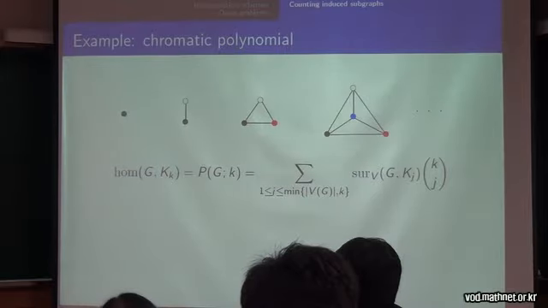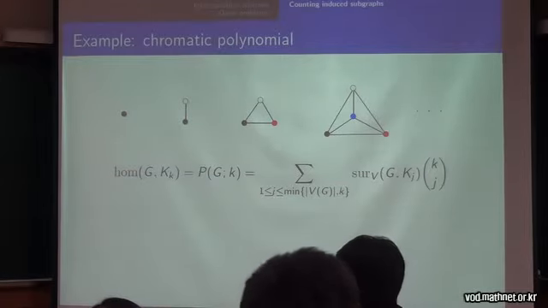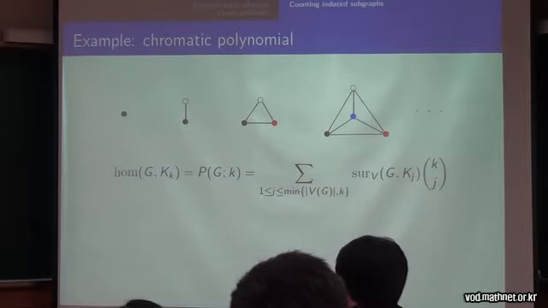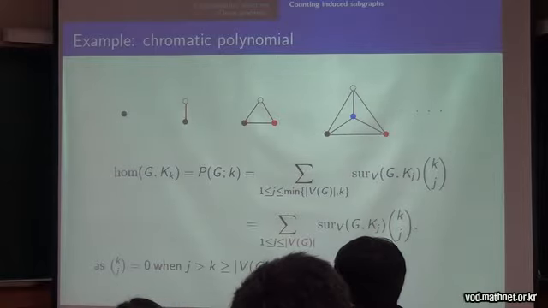So for example, for the chromatic polynomial, you map onto some subset of colors, so this K_j, and how many occurrences of K_j do you have in K_k? Well, you have k choose j, and this comes from the symmetry of the complete graph, essentially. So the orbit size of this isomorphism type of subgraph is k choose j. And so this explains why you get a polynomial.